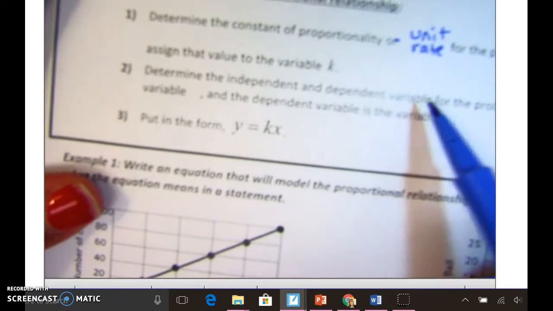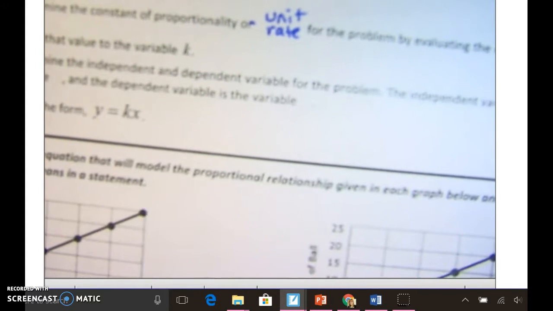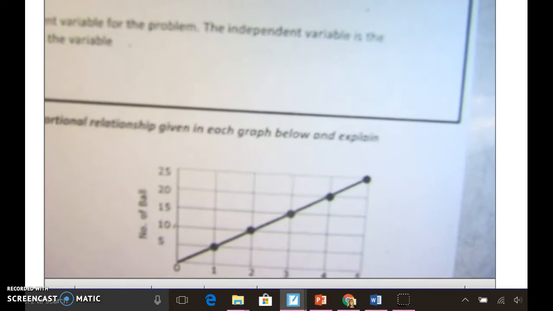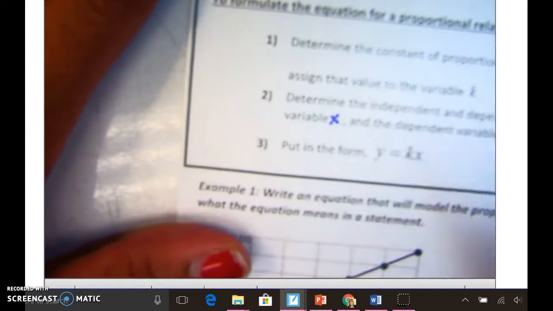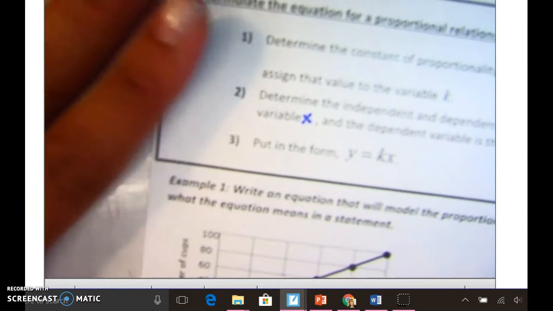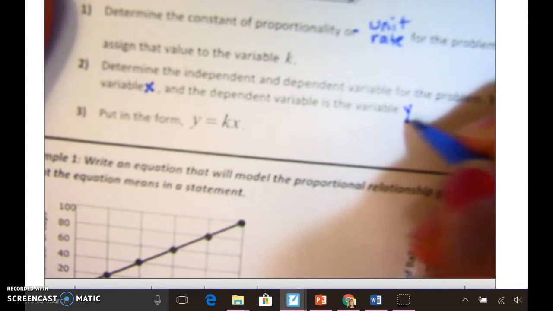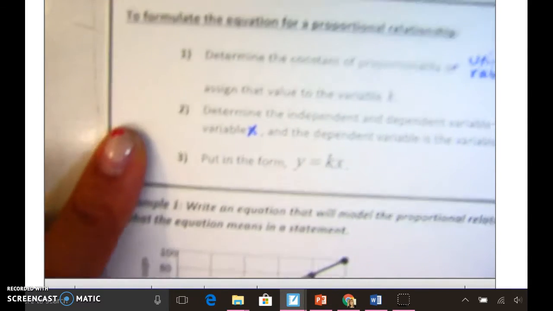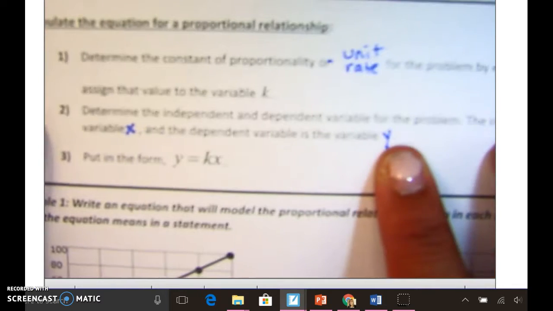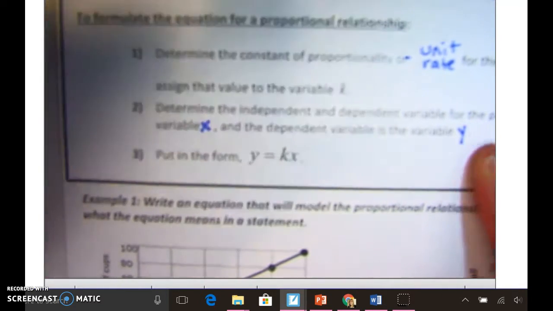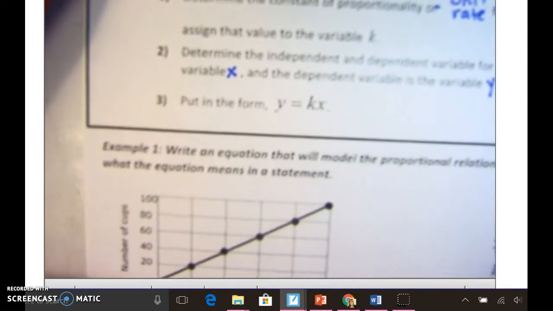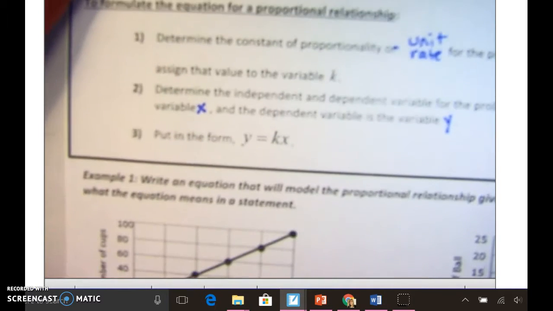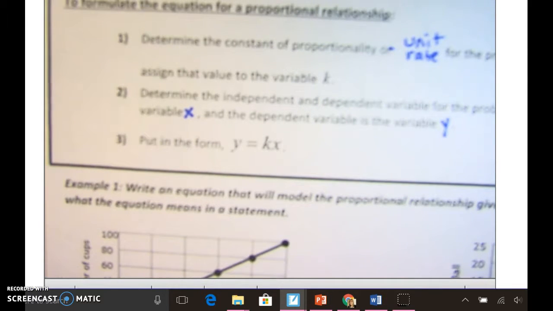Determine the independent and dependent variables for the problem. The independent variable is the variable x, and the dependent variable is the variable y. So in other words, as I change x, y will change because x changed. And we'll discuss that in the next example. And the last thing, you put it in the form of y equals kx. These are the steps that you take.